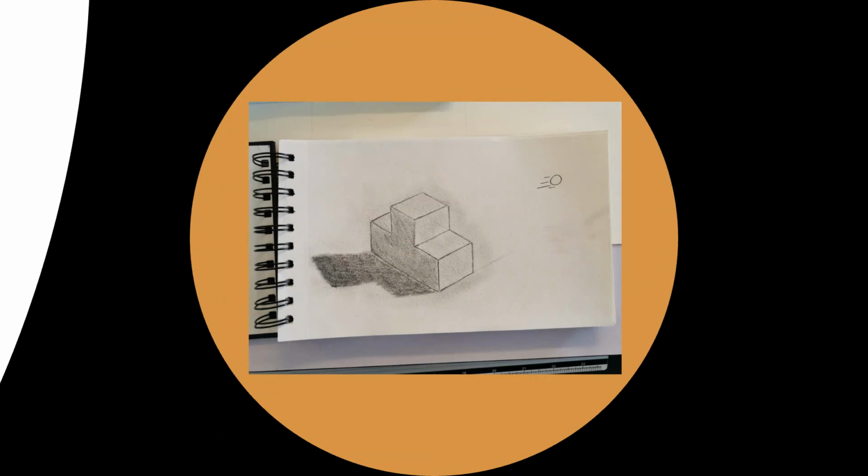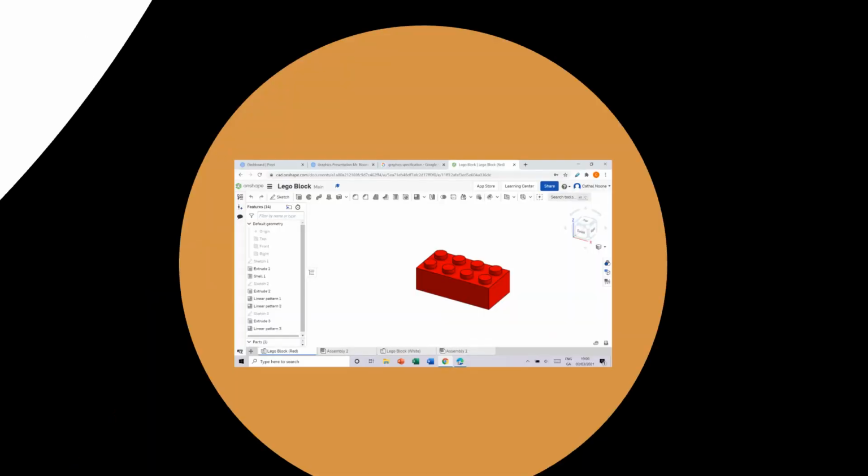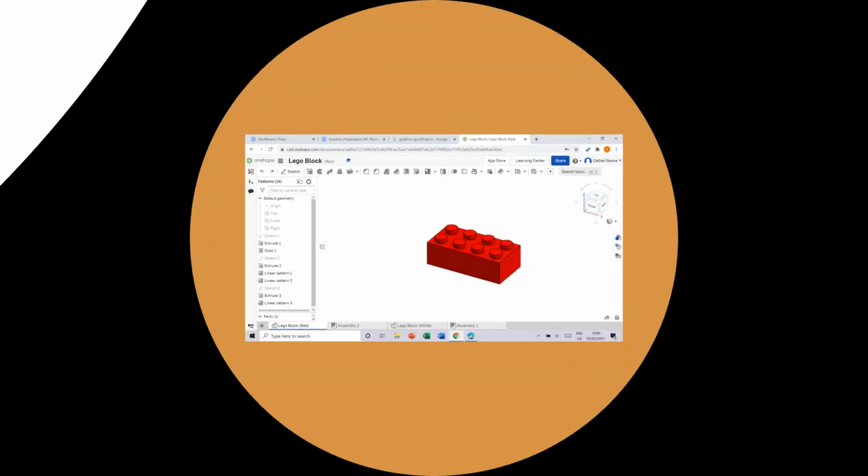Some examples of 3D graphics would be this freehand sketch from a first year student, and another would be this Lego block that has been modelled by a first year student. The platform that this student has used is Onshape.